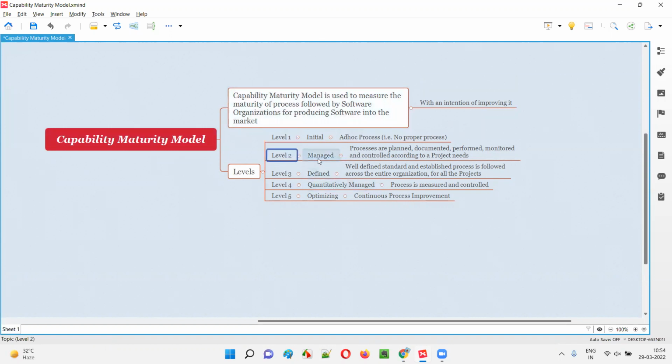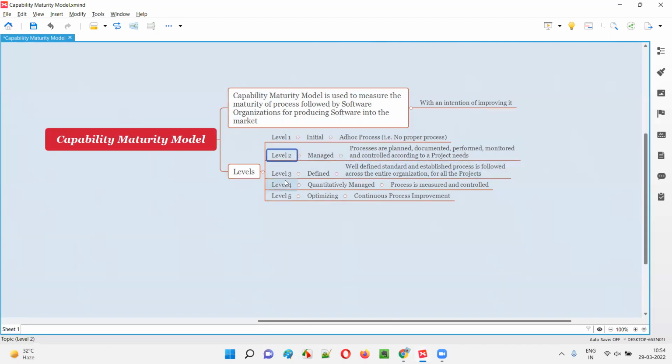Coming to level 2, it's known as managed. The second level is the managed level. Here, process will be there. For a particular project's needs, processes will be planned, documented, implemented, monitored, and controlled.